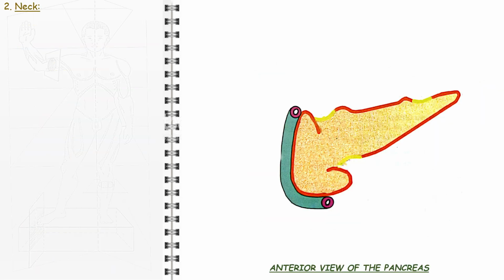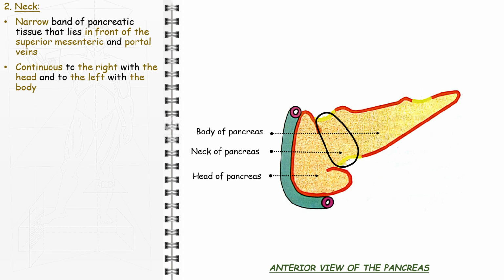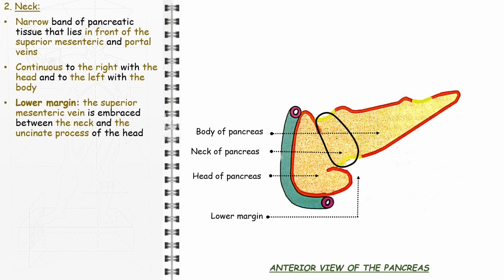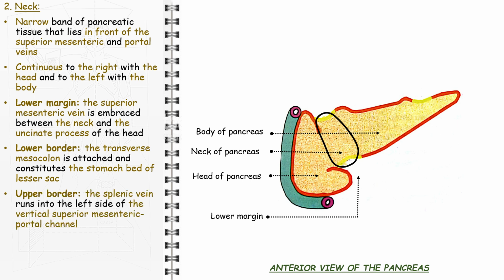The neck is a narrow band of pancreatic tissue that lies in front of the superior mesenteric and portal veins, continuous to the right with the head and to the left with the body. Its lower margin is in contact with the superior mesenteric vein embraced between the neck and the uncinate process of the head. The transverse mesocolon is attached to its lower border and constitutes the stomach bed of the lesser sac. Towards its upper border, the splenic vein runs into the left side of the vertical superior mesenteric portal channel.